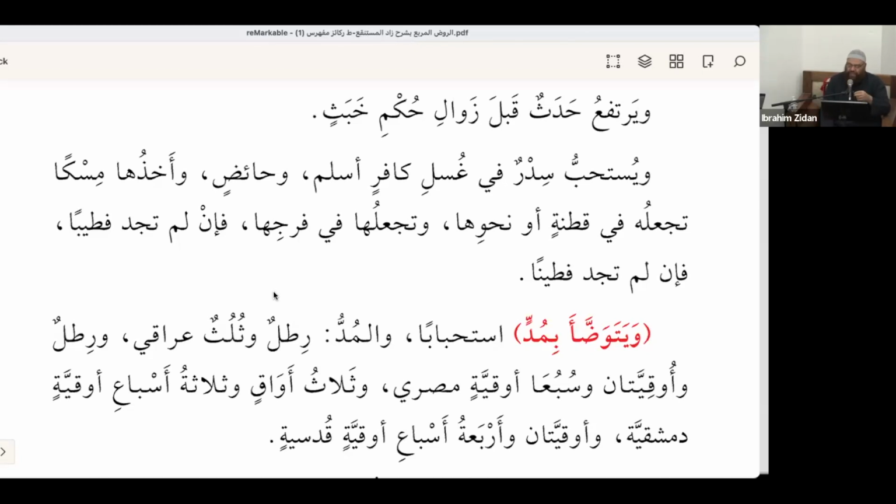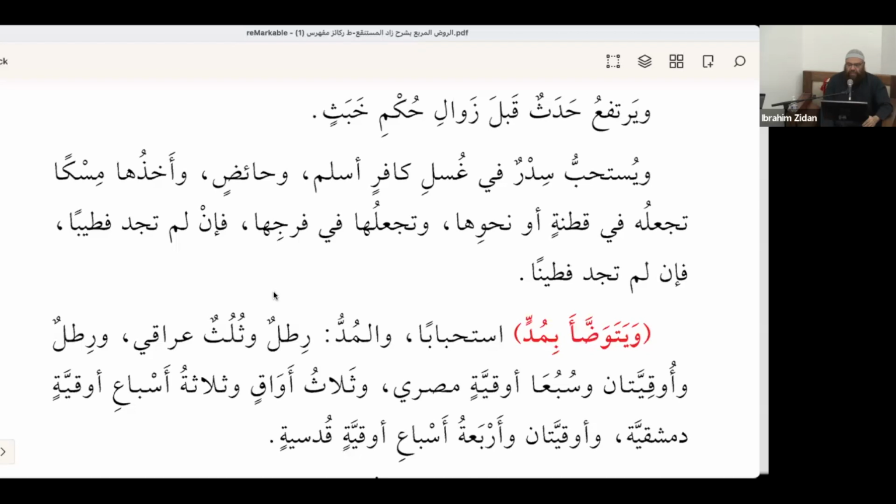وأخذها مسكا تجعله في قطنة أو نحوها, and she takes musk, perfume. تجعله في قطنة, she puts it in a piece of cotton, أو نحوها, or the like of it, anything else. وتجعلها في فرجها, and she would clean her private part with it, so that again no unpleasant smell remains there. And there's a hadith about this. This is something recommended as long as it's not harmful.